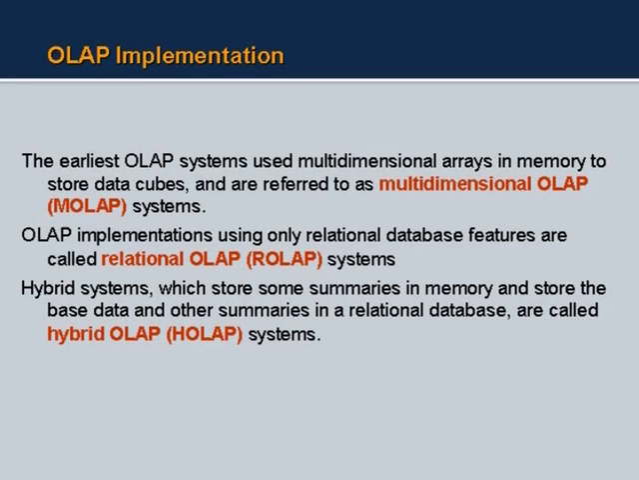So there are different implementations. The earliest ones were called multidimensional OLAP systems. They actually pre-computed the entire cube and stored it in an in-memory array. The in-memory array can be fairly compact if the number of dimensions is not too large. It actually works quite well. And those systems gave blindingly fast performance for these kinds of queries. So people started using them.